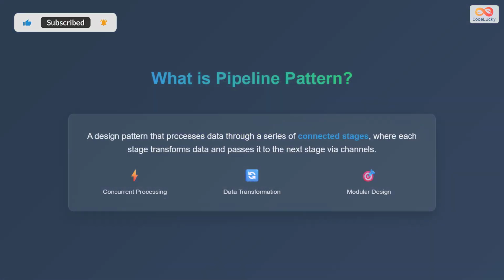The pipeline pattern is a design approach where data is processed through a series of connected stages. Each stage transforms the data and then passes it on to the next stage using channels. The key aspects of this pattern include concurrent processing, which allows stages to run simultaneously, data transformation, where each stage modifies the data, and modular design, enabling easy addition, removal, or modification of stages.